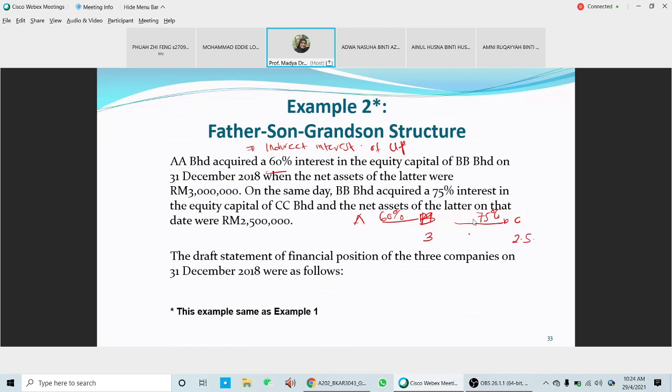With 60%, indirectly A can control C. A controls C through B, and A is going to have an indirect interest in C. Indirectly, we have 60% times 0.75, so they're going to have an indirect interest of 45%. So we're going to use the same example here.